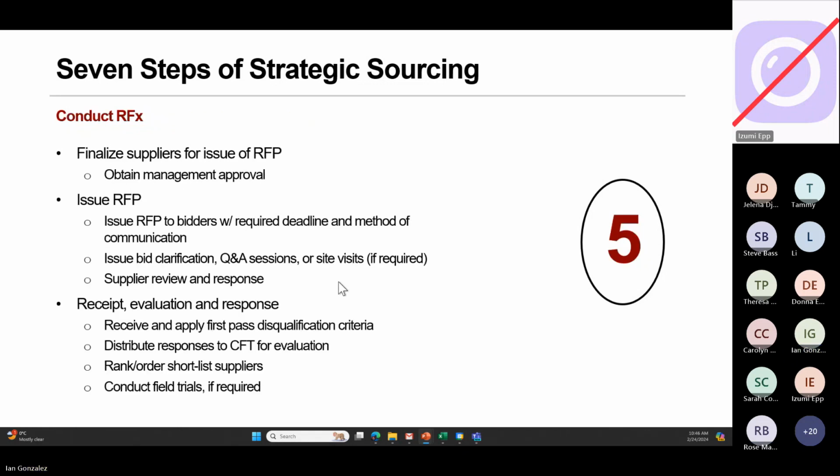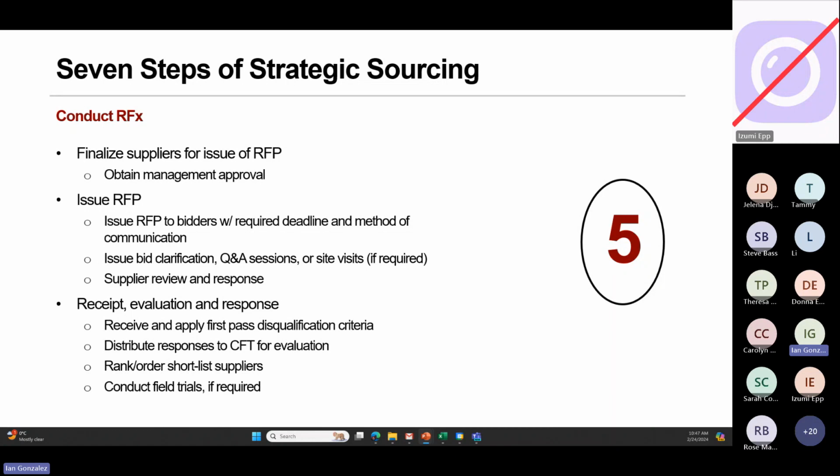Step 5, you go to market. You conduct your RFX. It's X because some people use the word proposal, others like to use quotation. As long as the purpose of going out to market is to form an agreement, that's just RFX. So you issue your RFP or RFQ, whatever, and make sure you get approval for this. Okay, you issue it. You give them a required deadline and method of communication. Do your bid clarifications. You do a supplier review and response. You set the rules around that. And then you receive and then evaluate.